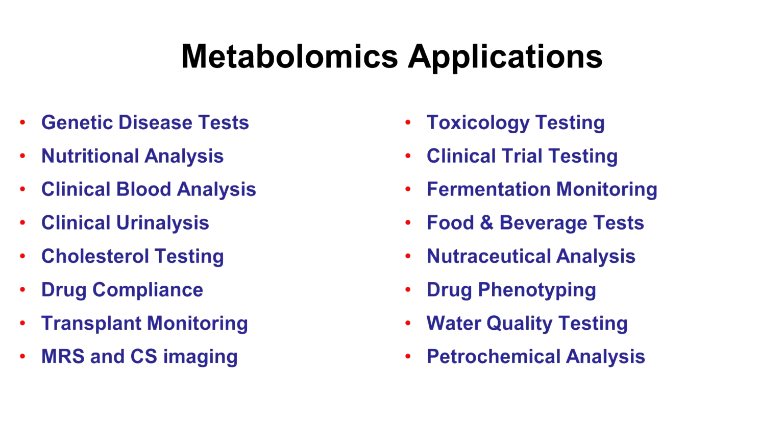There are obviously lots of applications in metabolomics. We'll visit or revisit some of these over the next few days. One of the most obvious, frequent and widespread applications is genetic disease testing, newborn screening, actually. Metabolomics is used in nutrition and food analysis. It's technically used in any kind of blood analysis or urine analysis or even cholesterol testing, and we'll talk about those. Drug companies use it to measure and assess drug compliance. Metabolomics is also used in MRI or MRS and chemical shift imaging. It's used to help in transplant monitoring. It's used in clinical trials, phase 1, 2, and 3.